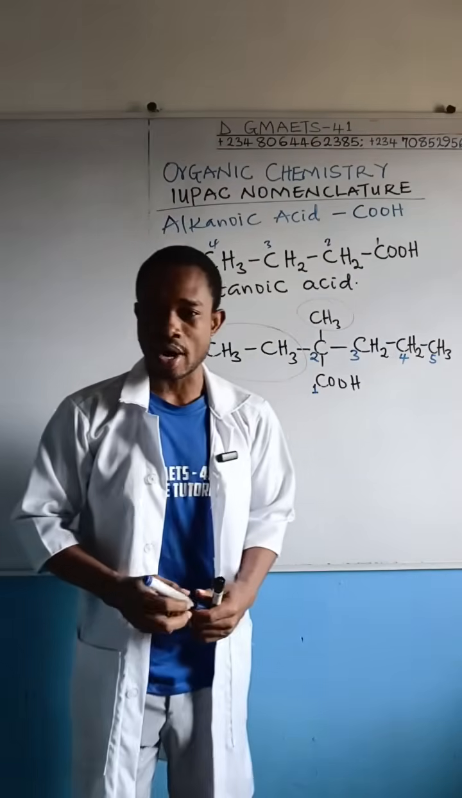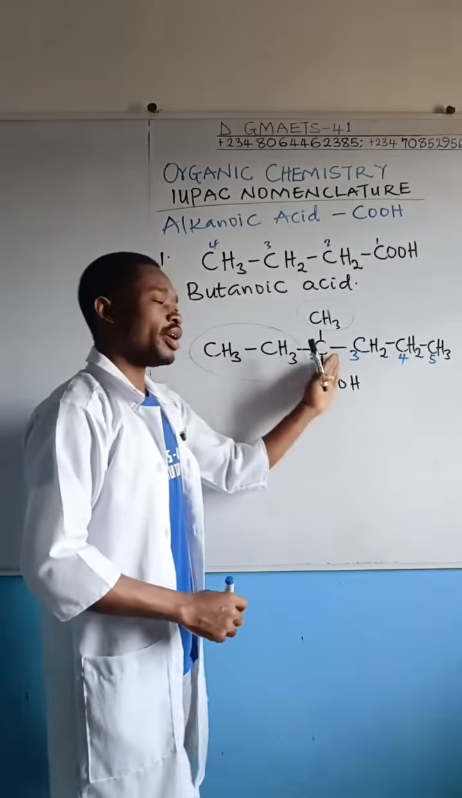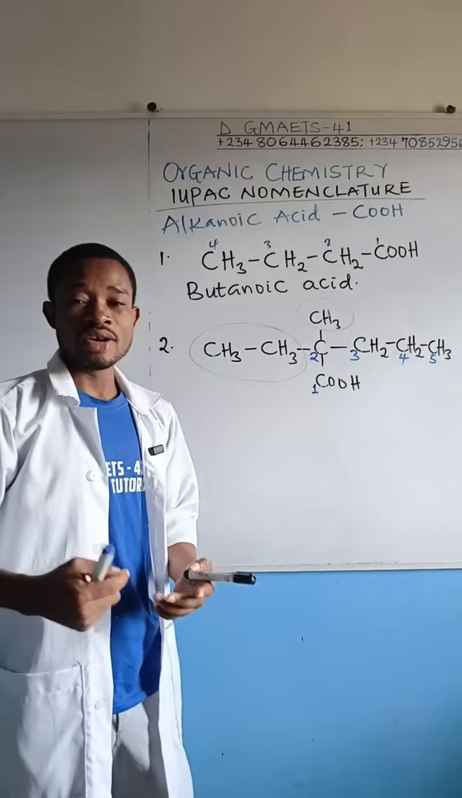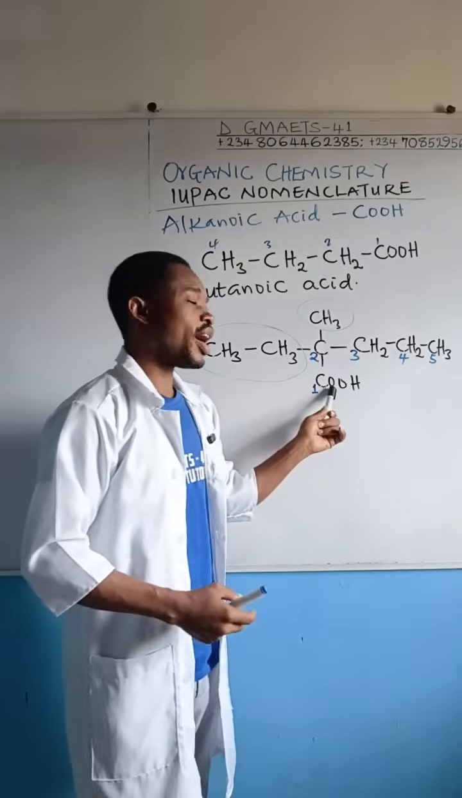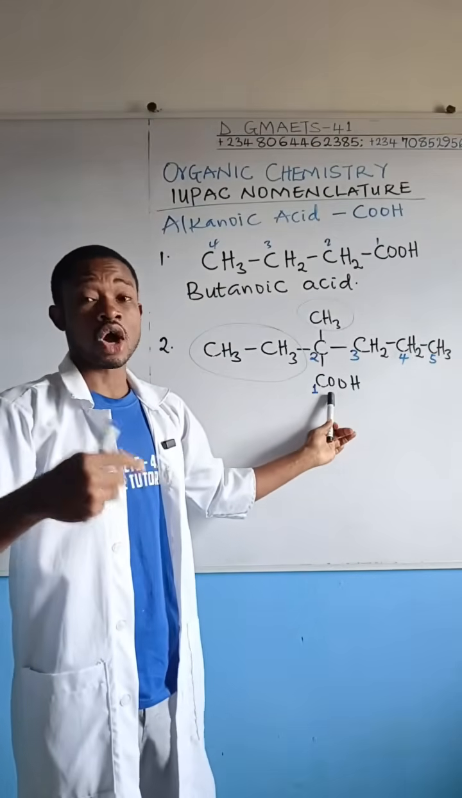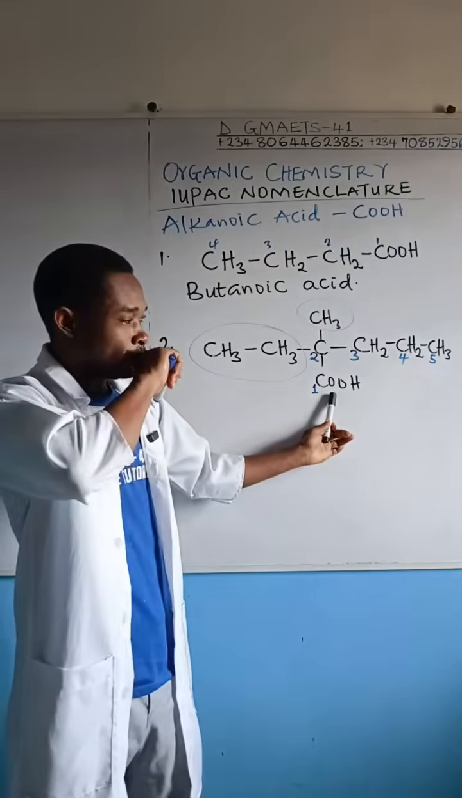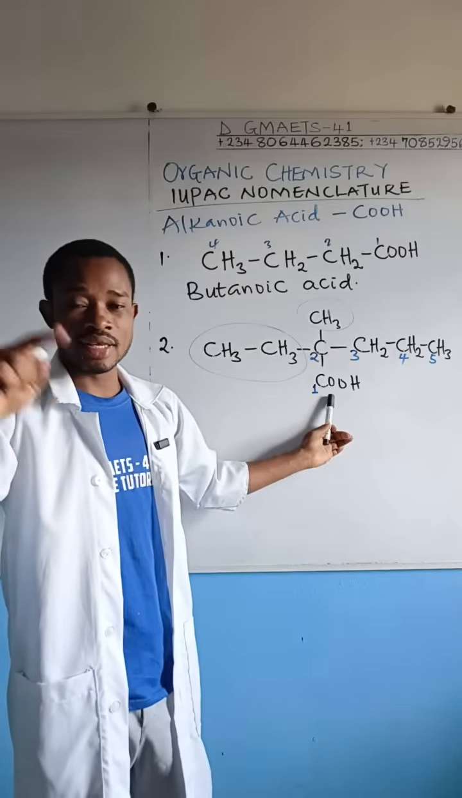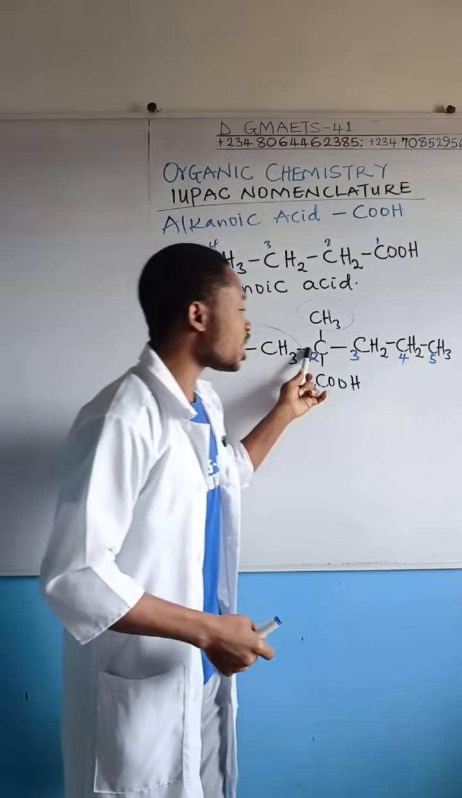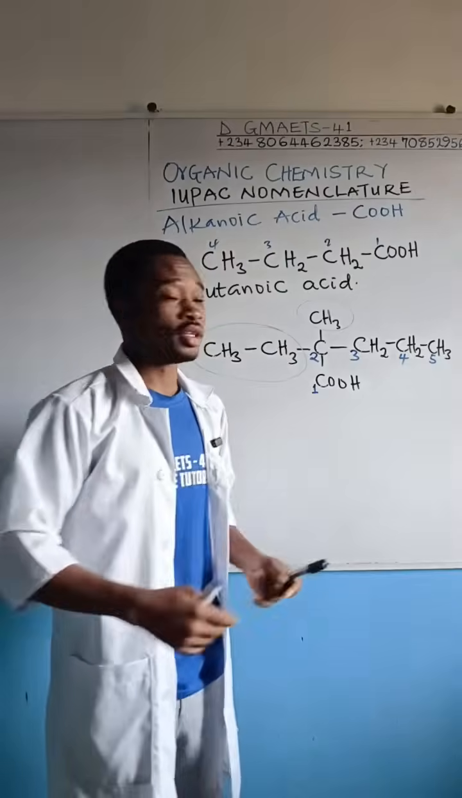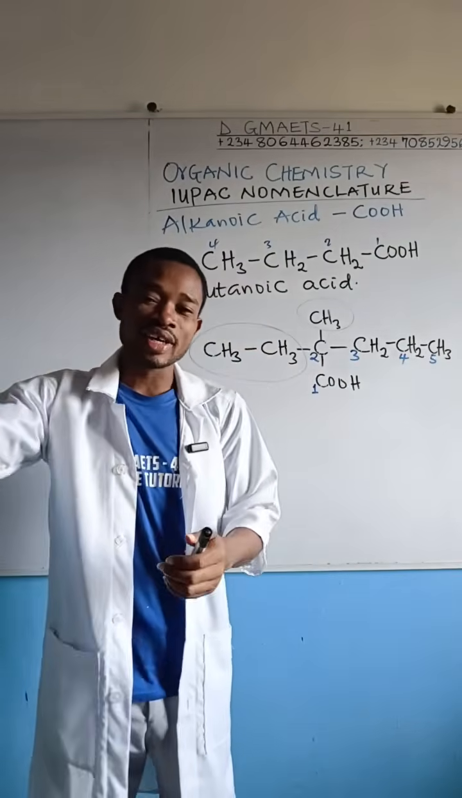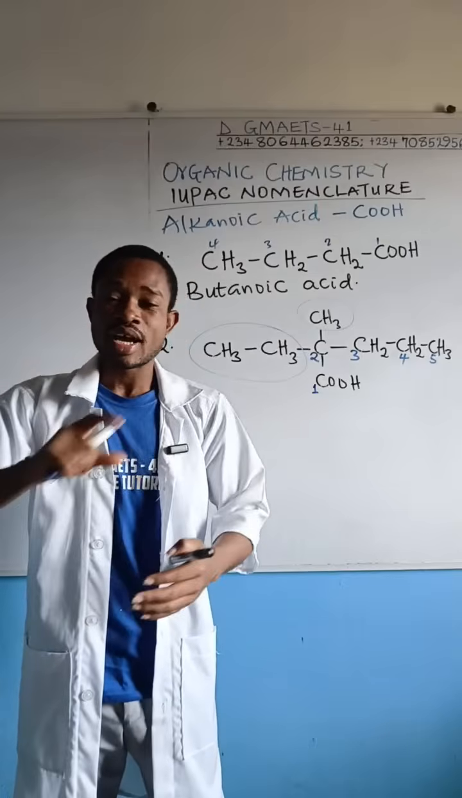A substituent. Now, the name of this parent must end with anoic acid, right? Anoic acid, because we have this functional group COOH, which is the alkanoic group. And why is it that this will be anoic? A-N-O-I-C. Anoic, because if you check the direction of the longest carbon chain, you have single bond. So anoic, as in alkane for single bond.